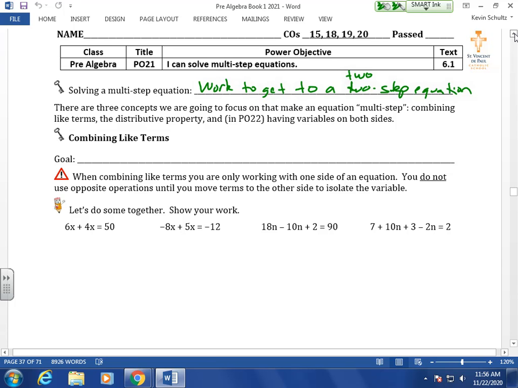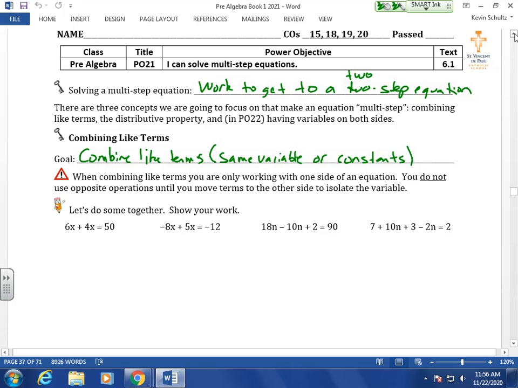And if you remember, the combining like terms method, the goal of this was exactly what it says: combine like terms, and those would be terms with the same variable, or constants, which are terms without a variable, right? So we're looking to simplify the expression.